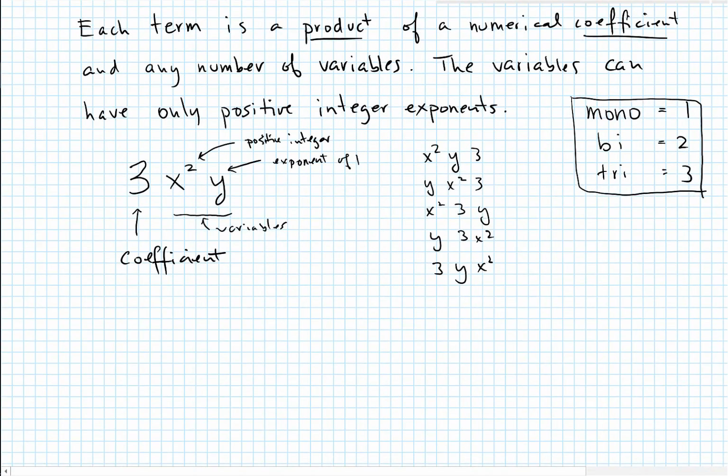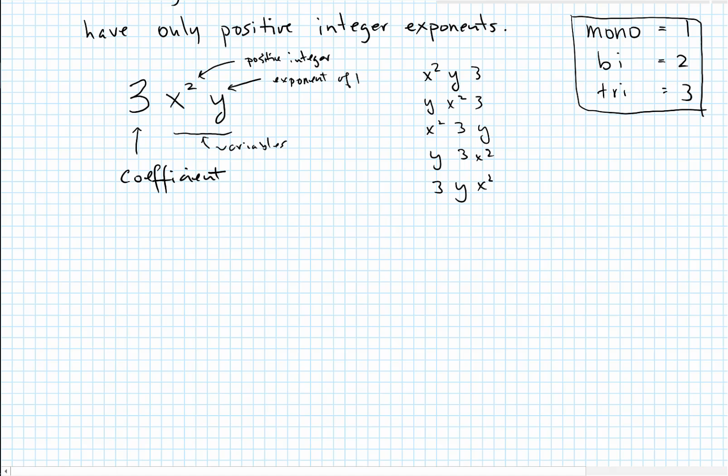Now, I mentioned a second ago, we need to talk about something called the order. So the order of a term is the sum of the exponents. So again, sum, adding, so sum of the exponents.